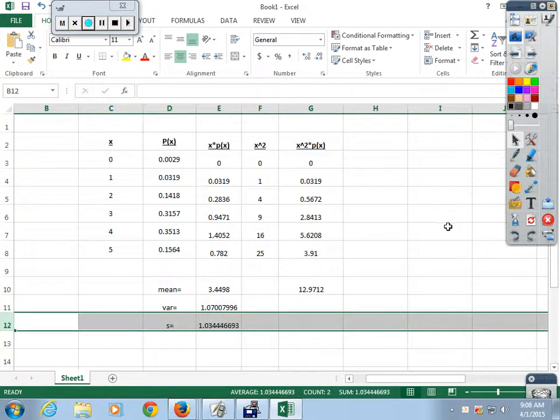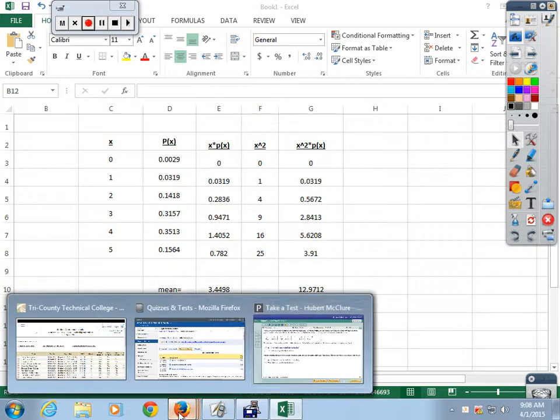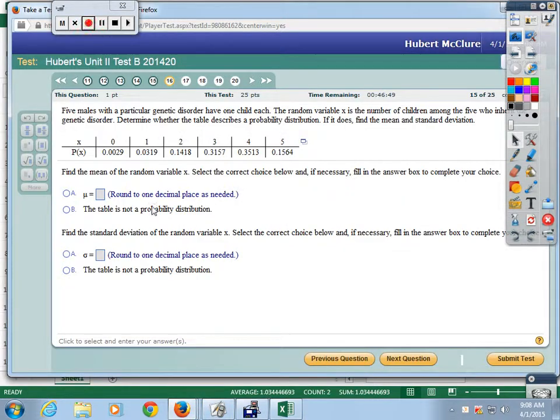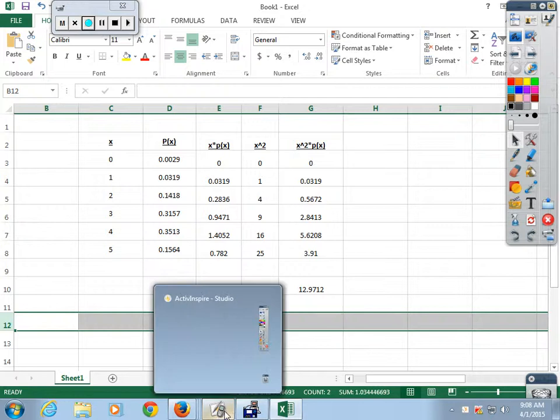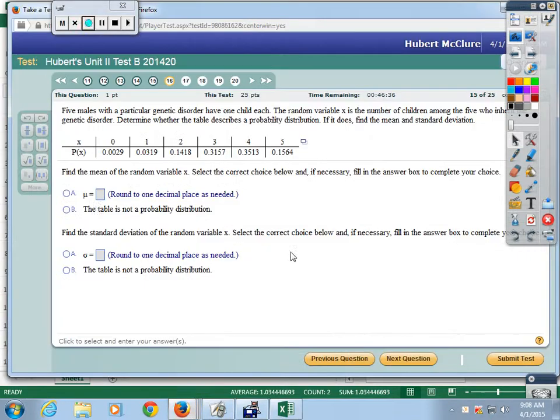Alright. Is that what y'all got? Okay, we're going to move on. So, mean is what we got to round to. Round to one decimal place. So that would be 3.4 and 1.0. That was nice. 3.4, and 1.0. Next question.